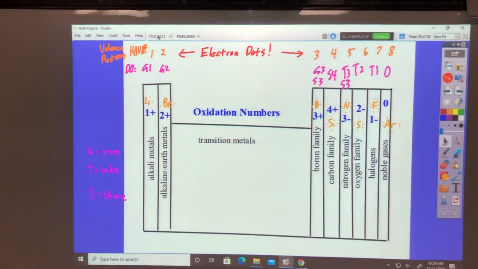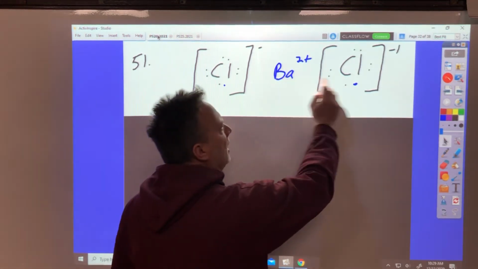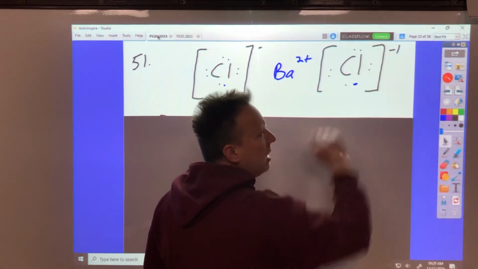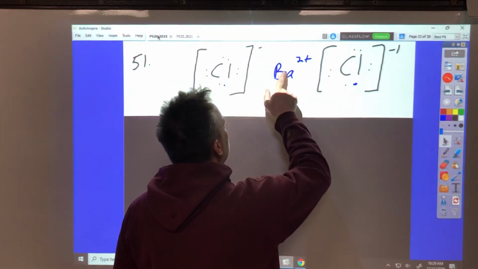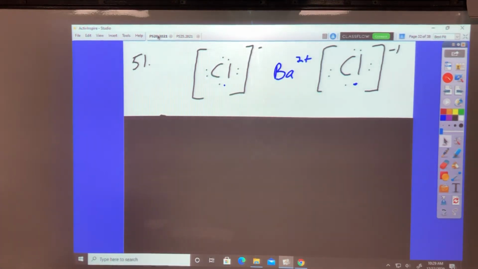And when you do that, and they give and take, barium gives 1 electron to chlorine, which already had 7, and now it's got an extra one, and now it's got a -1 charge. And an electron to the other chlorine that does the same thing. And this is what you end up with. 52.